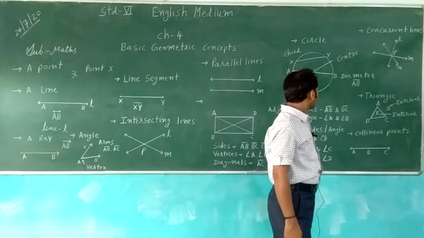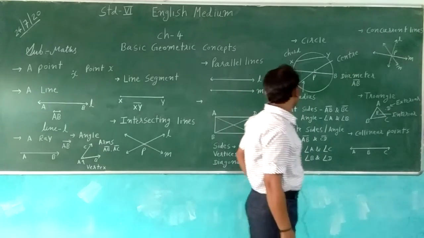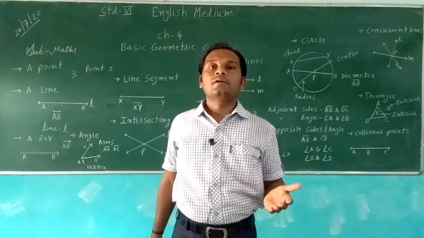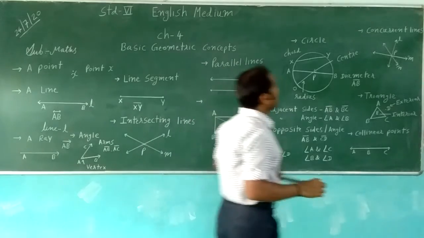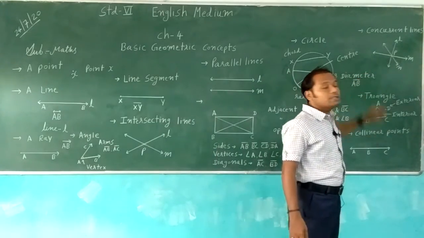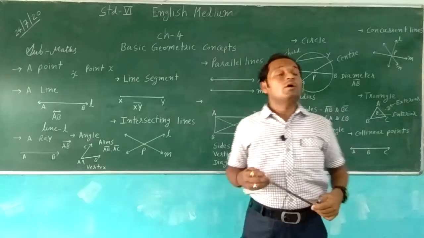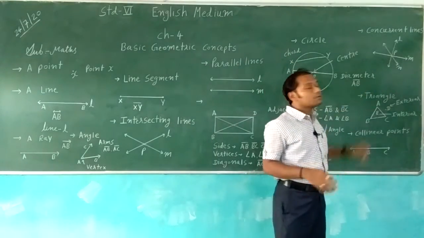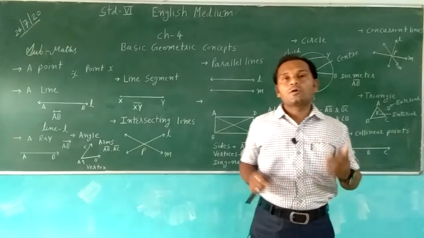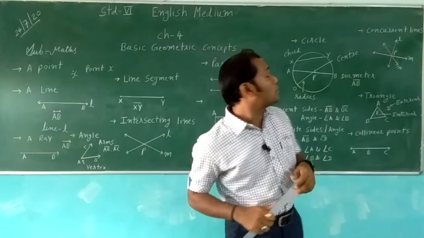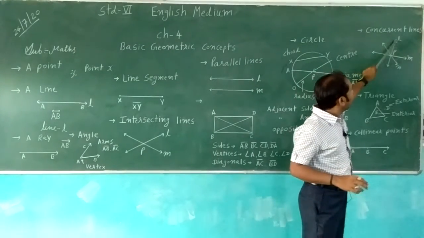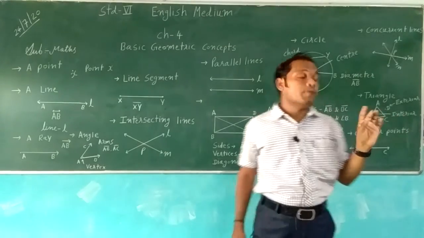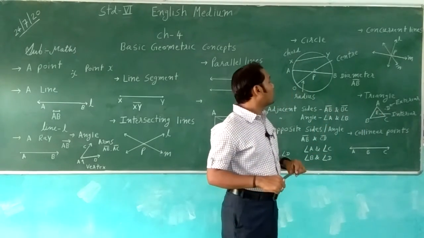Okay. Now we have concurrent lines. If three or more lines pass through one point, they are called concurrent lines. Here line L, line M and line N are passing through one point P. So these are called concurrent lines.